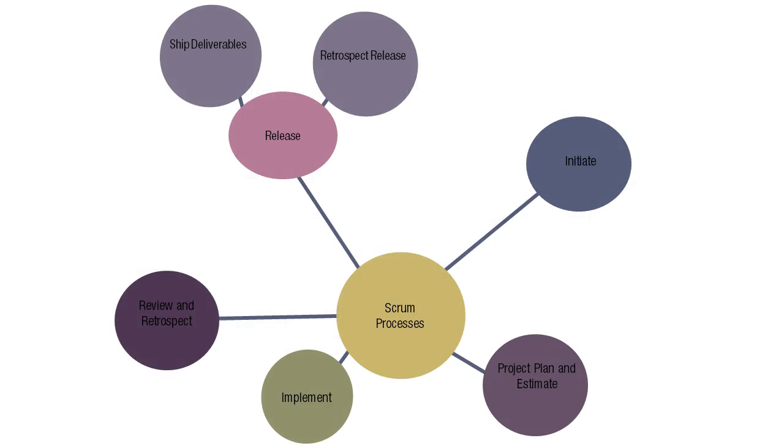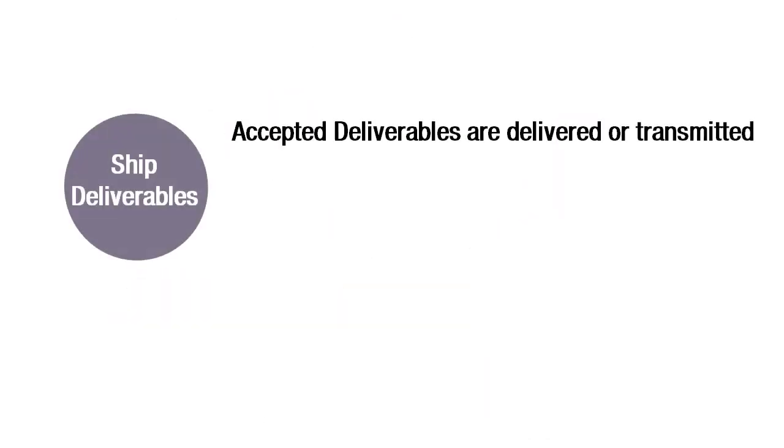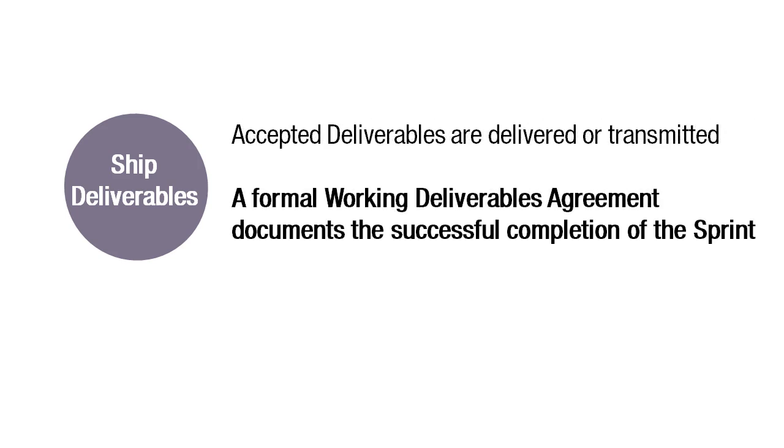The last phase is release. There are two main processes performed in this phase. The first one is ship deliverables. In this process, all deliverables from accepted user stories of previously completed sprints are delivered or transitioned to the relevant business stakeholders. A formal working deliverables agreement documents the successful completion of the release.